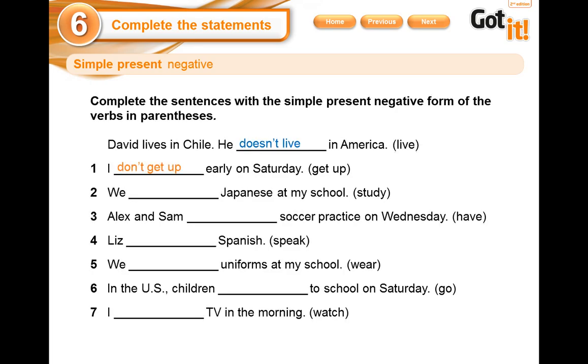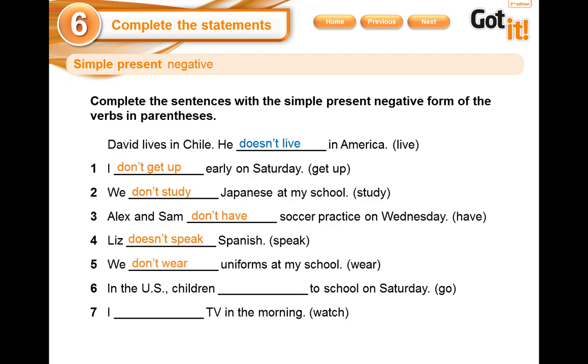I don't get up early on Saturday. Ok, vamos completando. We doesn't or we don't. Yes, we don't study. Como sabemos, los verbos que están acá van a ser tal cual. Have, speak, work, go, watch, tal cual. Porque en negativo no cambia nada el verbo. Alex and Sam don't have soccer practice on Wednesday. Liz, yes, doesn't speak Spanish. We don't wear uniforms at my school.